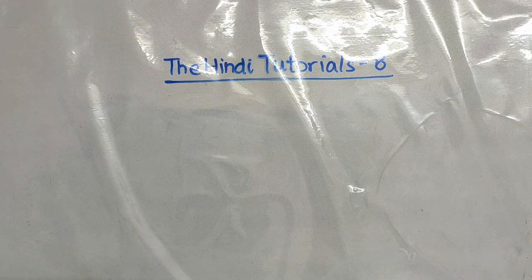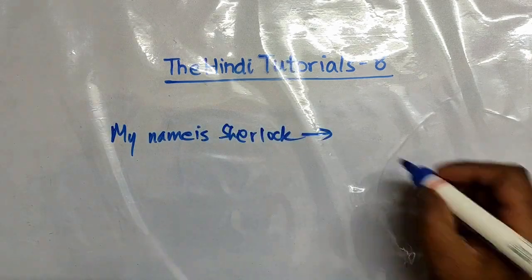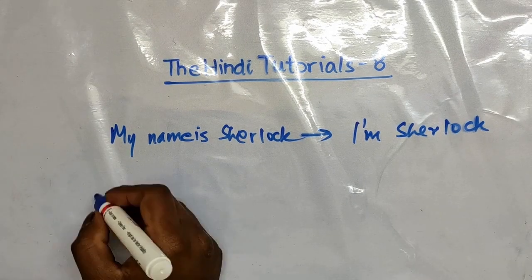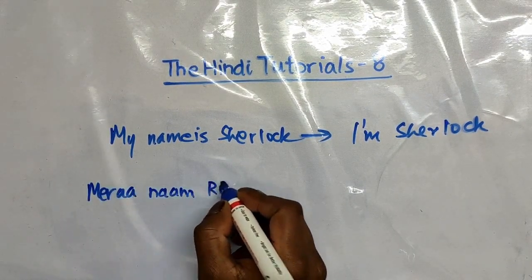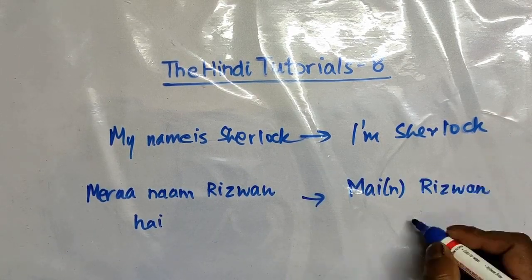In English, as an alternative to my name is Sherlock, one can also say I am Sherlock. Homologously, in Hindi too, as an alternative to मेरा नाम रिजवान है, you can also say मैं रिजवान हूँ.